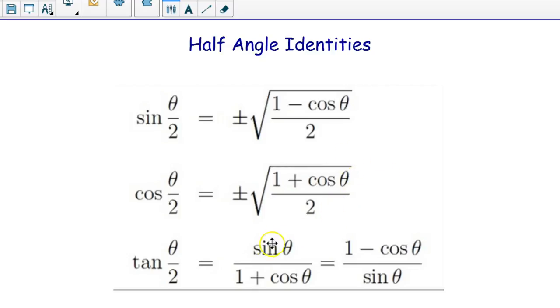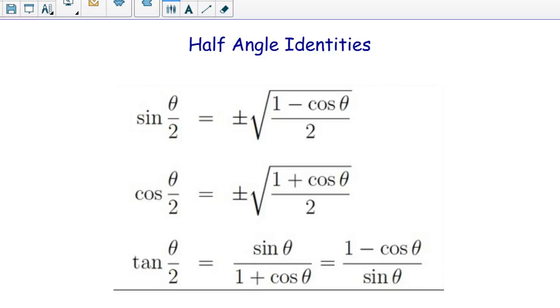And the tangent, to get tangent, you can either take the ratio of these two to get the square root of (1 minus cosine theta) over (1 plus cosine theta), or we can also use this formula, sine theta over (1 plus cosine theta), or (1 minus cosine theta) over sine theta.